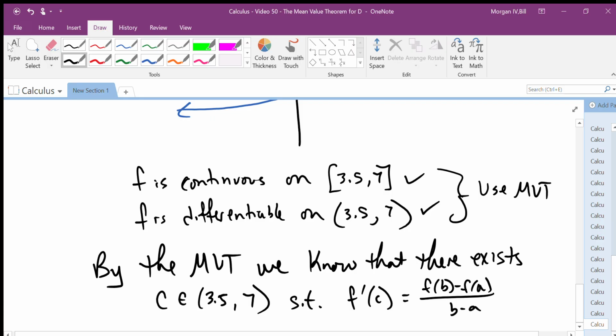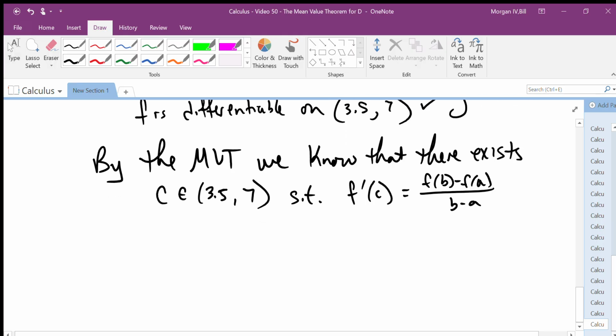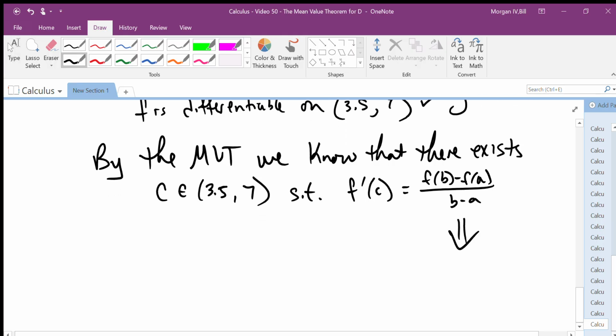We know that c value exists, so now let's try and find it. Basically what we're going to do is get the right-hand side, the average slope, and then take the derivative and see if we can work through it. So let's start with this right-hand side: f of b minus f of a over b minus a.